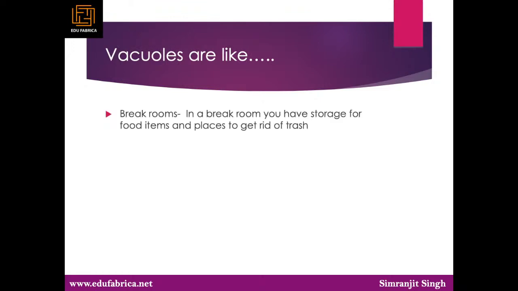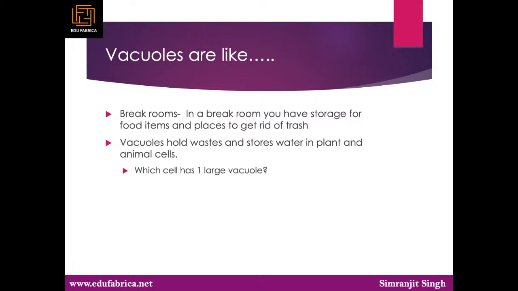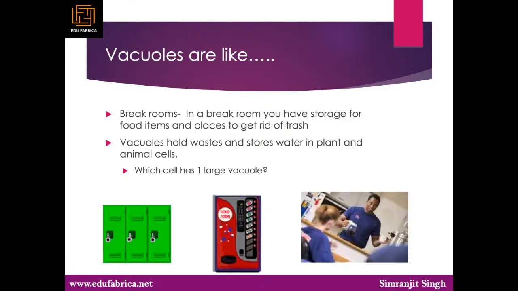Then vacuoles, they are the break rooms, with storage for food items and places to get rid of trash. Vacuoles hold waste and store water in plant and animal cells. Which cell has one large vacuole? So like we can see here, your food and everything is being stored in this vacuole. Mostly they are present in both plant and animal cells.